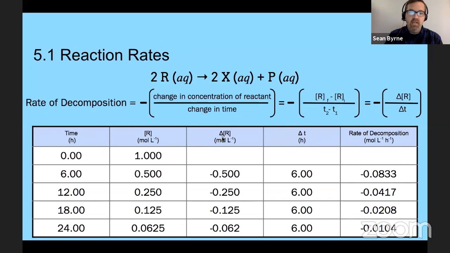You're going to calculate the delta R. So what's the difference between these two? 0.5. What's the difference between these two? 0.25. You see how our changes over here. This is our change in concentration of R. What was our change in time? It's consistent, right? That's a good laboratory technique, that we always had the same time difference. And then we calculated our rate of decomposition in moles per liter per hour for this one, right? And we can see that our rate here is always negative, but the rate is actually getting smaller.